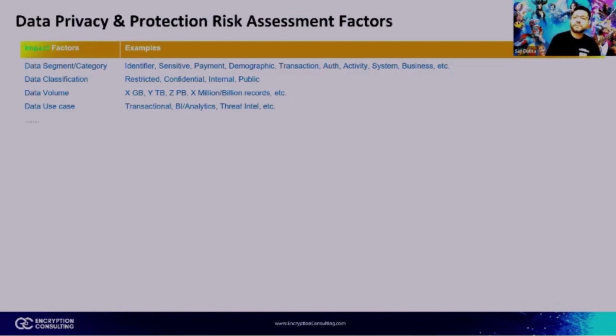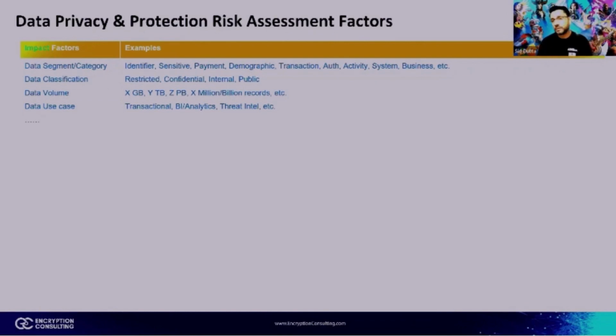So when you have the impact factors being considered, there could be several things. What sort of data am I talking about? What's the category of that data? It could be a personal identifier category. It could be sensitive information about an individual or a business. There may be certain business categories in terms of intellectual property and so on. Then we get to the data classification factor: do I consider this restricted, classified information, or am I talking about confidential, internal or public? Based on that, my risk is either going to be high or low.